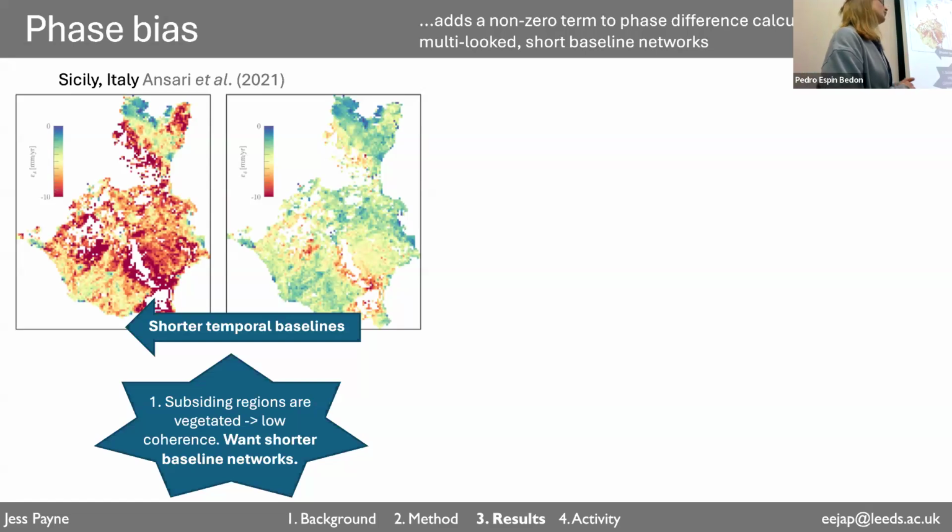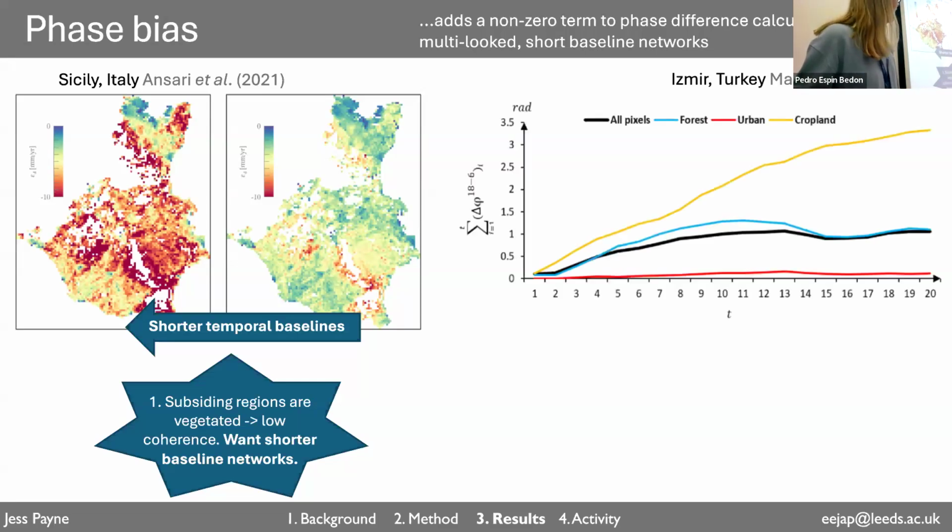So you often want to use shorter temporal baseline interferograms to reduce coherence loss. Coherence will change less if you have shorter temporal baselines. So you want to use those, but maybe that will introduce phase bias. So that's a conflict you have to resolve when you're working on this sort of problem.